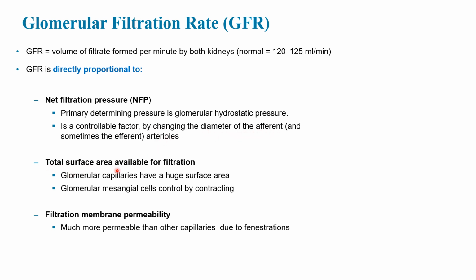Then the total surface area available for filtration can be controlled by the mesangial cells. The mesangial cells, which we saw, are specialized cells, and they can increase or decrease the surface area available for filtration by contracting. And then the filtration membrane permeability. We know the membrane is permeable due to fenestrations. This permeability will increase or decrease in diseases. It is not a factor which we can increase or decrease.